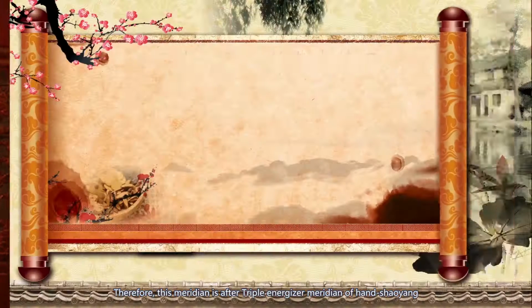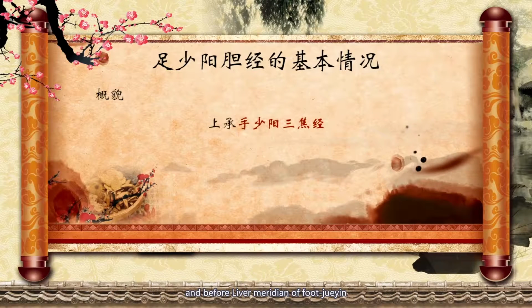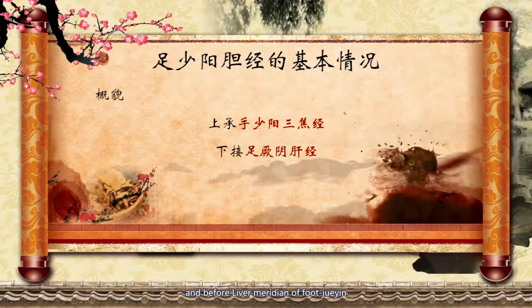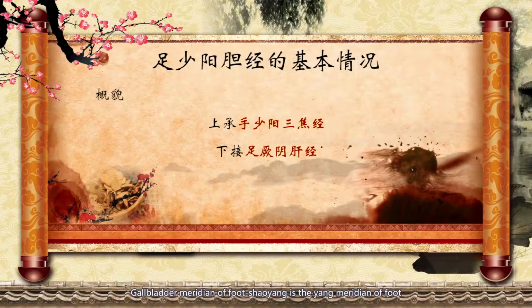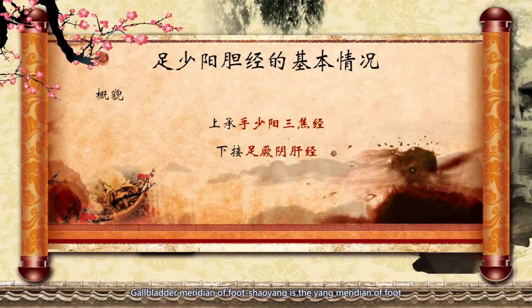It takes the qi and blood of triple energizer meridian of hand Shaoyang and transmits the qi and blood to liver meridian of foot Jueying after running. Therefore, this meridian is after triple energizer meridian of hand Shaoyang and before liver meridian of foot Jueying. Gallbladder meridian of foot Shaoyang is the yang meridian of foot.